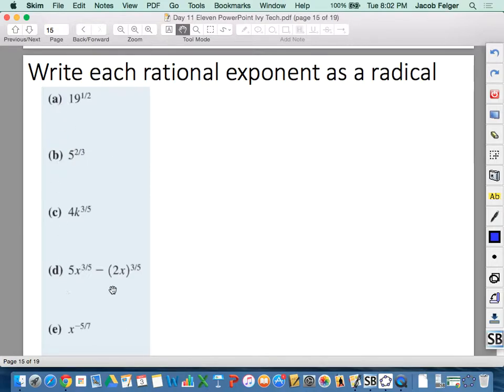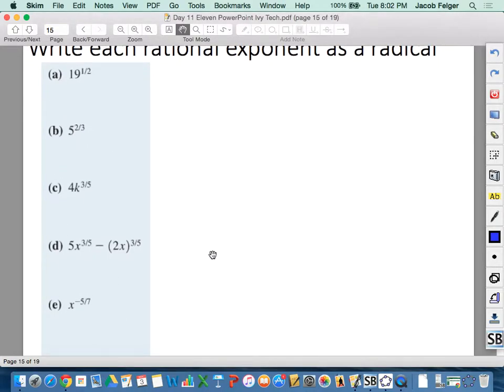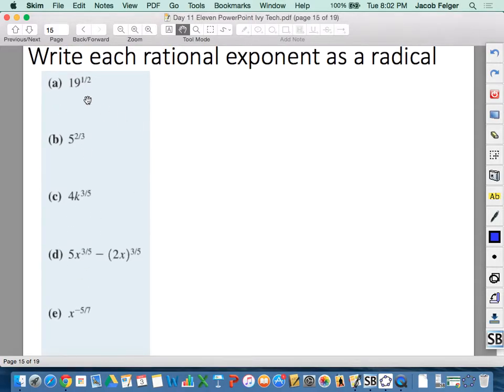All right. So you got A through E. I don't know if you can see that okay. If you guys could just work with someone next to you, or you can try it on your own, I'd like you to try to rewrite those as a radical. So all 5 of them, rewrite as a radical, and go.